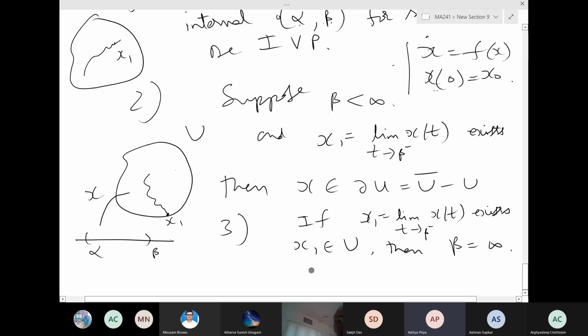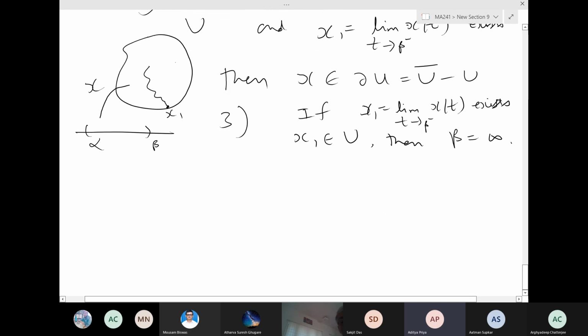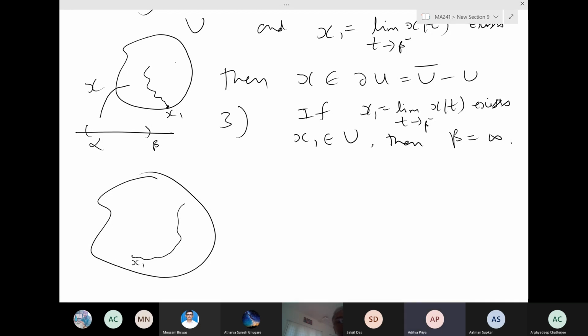So it can very well happen that the solution, the picture in 3, sort of wanders off, but eventually it has a limit point x1. But that's not going to cause a problem to maximality, because in that case it'll turn out that it'll never reach x1. So beta is infinity. It's only asymptotically getting closer and closer here.